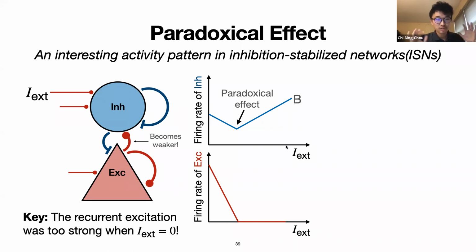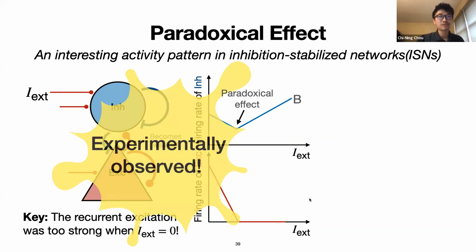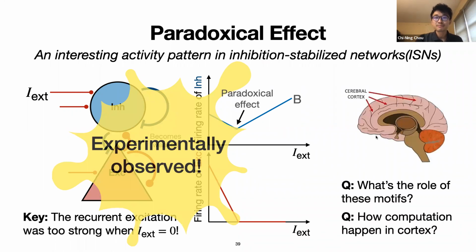So far, everything is theoretical analysis. This is just run through some logical deduction. But it turns out that this kind of paradoxical effect is actually observed in real experiments. So it's suggesting that this happens in the brain. But to take a step back, I also want to say that although we have this observation, it still doesn't really say anything about concrete computation. And it seems that we are so far away from that.